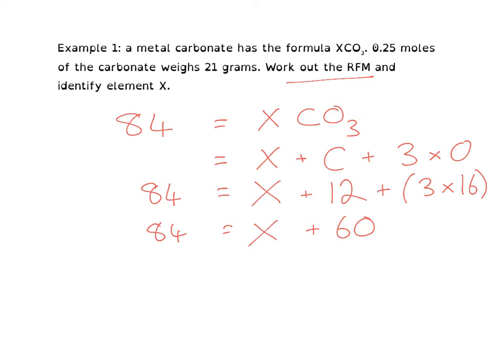Then I just need to do a little bit of rearranging. That tells me that the mass of X is equal to 84 minus 60. So I can find out the mass of X is 24. The next thing I would do is go on a periodic table and look for the element that has the mass, make sure it's the mass and not the atomic number, of 24. Then I would find that X equals magnesium, Mg.